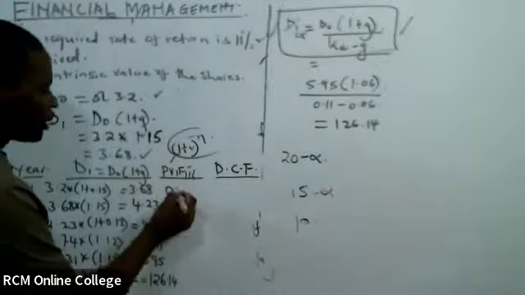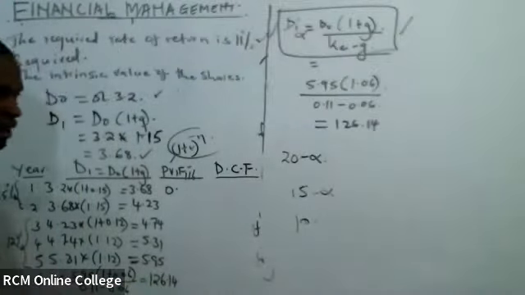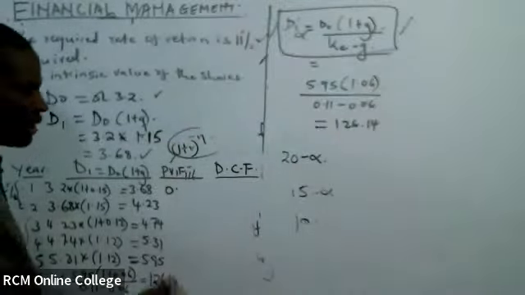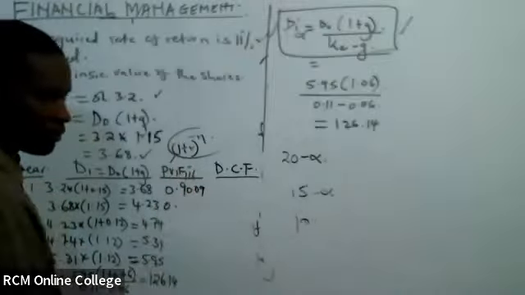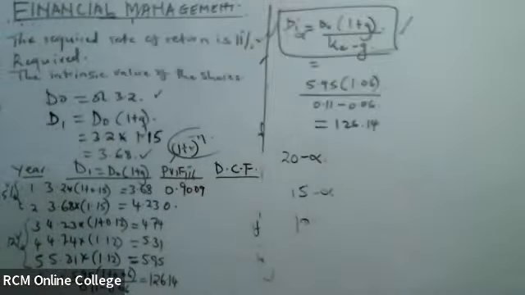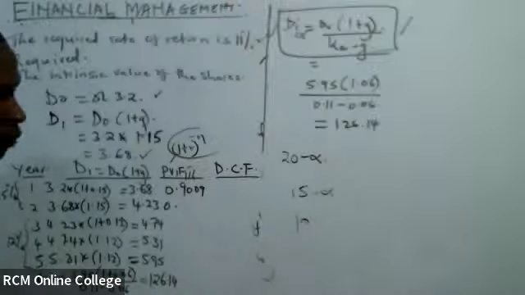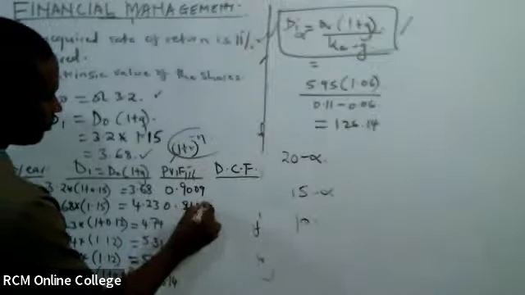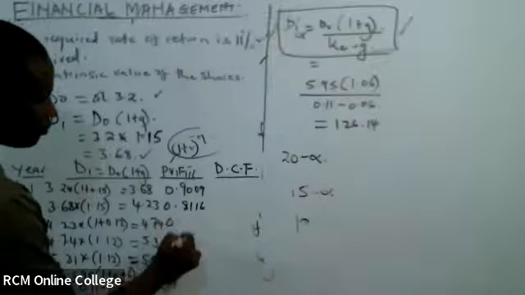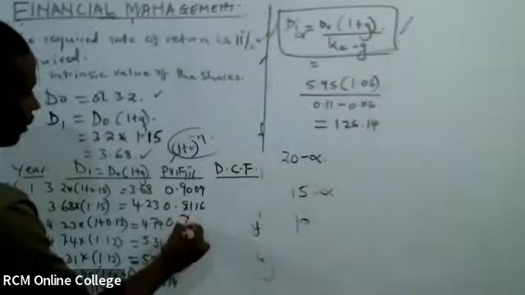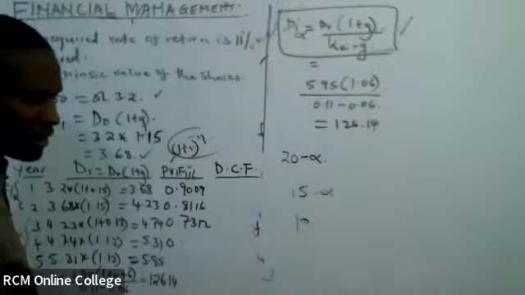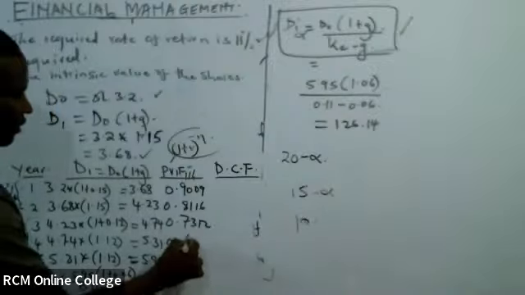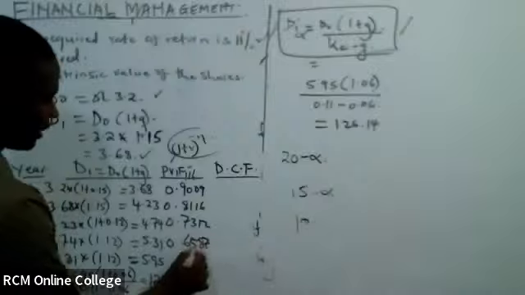Now let's move to 4 decimal places. Ya kwanza, 4 decimal places, 9009. Ya pili, PV ya pili. Let's finish up. 8116. Ya tatu, 7312. Ya nne, 6587. Ya tano.